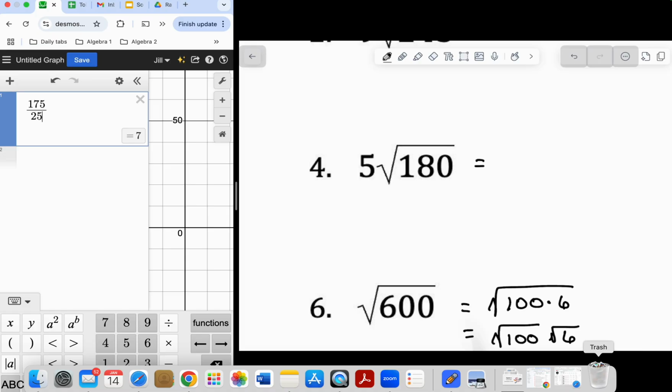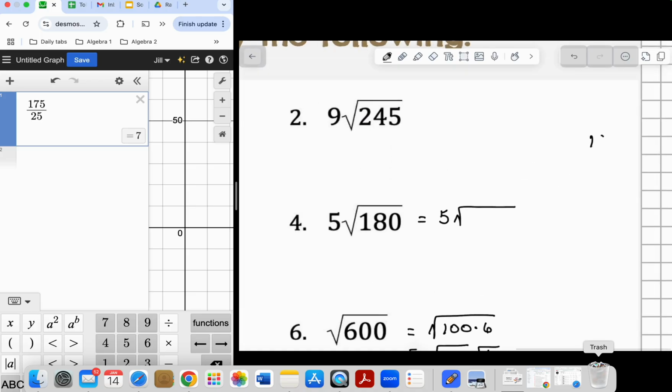And then 5 times the square root of 180. Again, I can break 180 down. I know that 9 will go into it. 9 goes into it 20 times. 4 is a perfect square. 4 will go into 20 5 times.